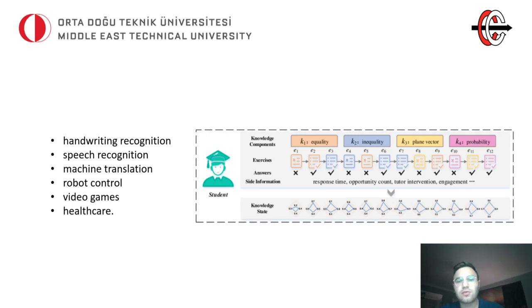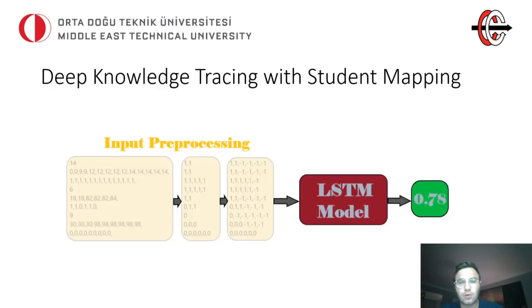This also shows the learning state of that student, and time is a crucial factor in that model, because a student can forget the subject or make progress in the subject, so the order of the correct answers is very important. We should be able to interpret these sequences considering time also. Now, deep knowledge tracing with student mapping is our method for optimizing this process.